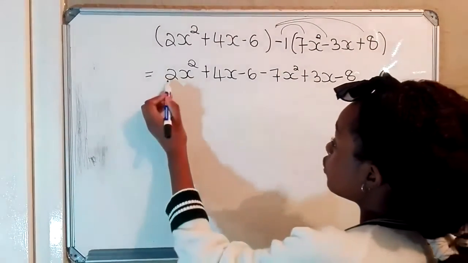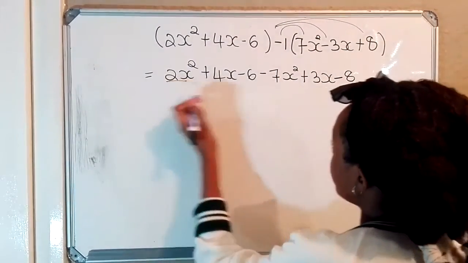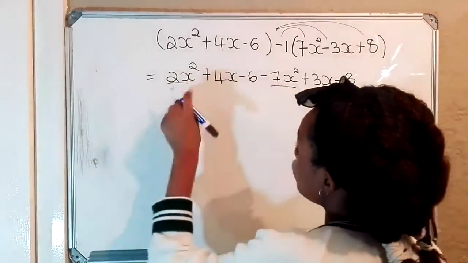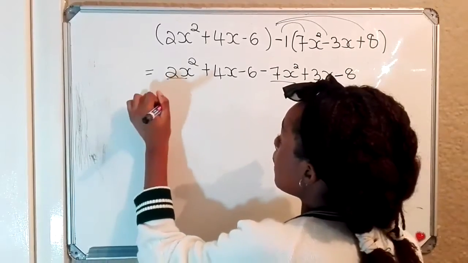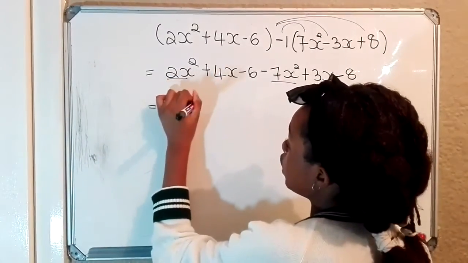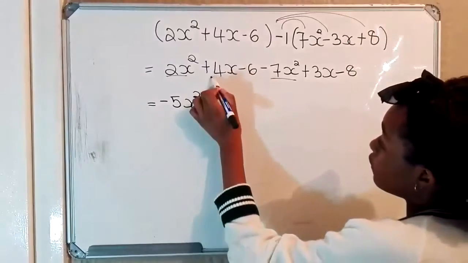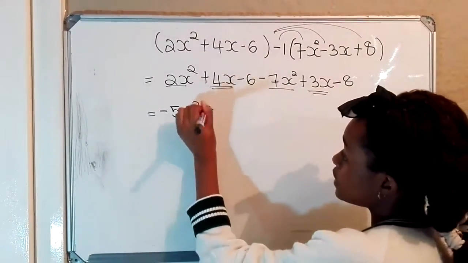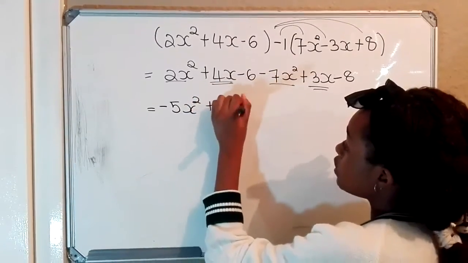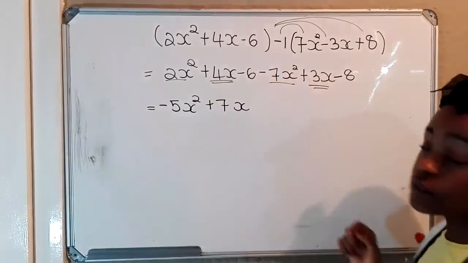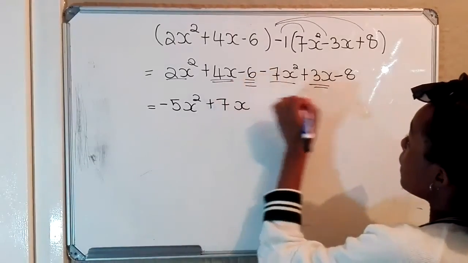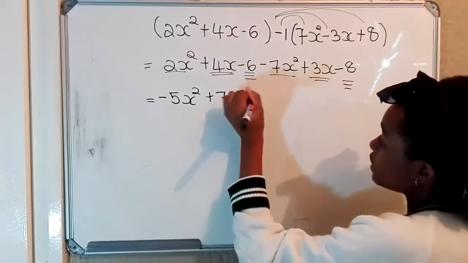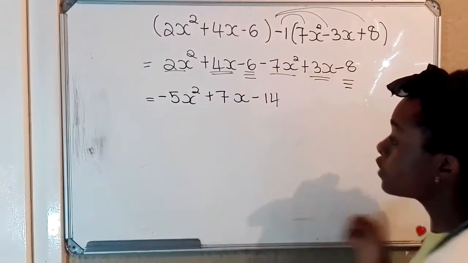So now we can add or subtract the like terms. So we have x squared and x squared. So we have 2 minus 7, which gives you an answer of negative 5x squared. We keep the x squared. And we have x and x. So 4 plus 3 gives you an answer of plus 7x. We have our constants, which is negative 6 and negative 8, which gives you an answer of minus 14. Okay, so this is our final answer.